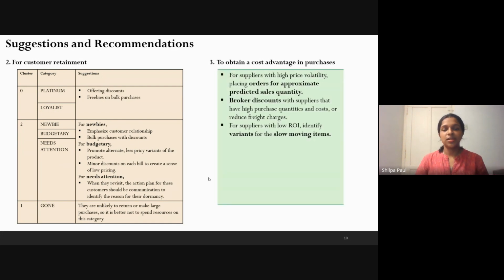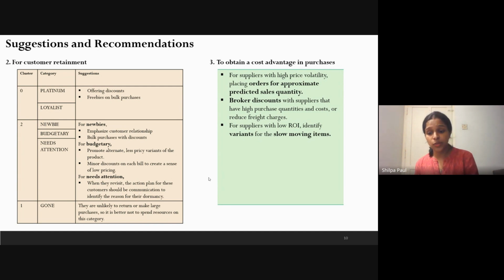And for the supply cost advantage and purchases, those suppliers from whom we were ordering in bulk, we could discuss bulk discounts with them. Like the freight charges that they add on to it, we could ask for a discount on the freight charges.